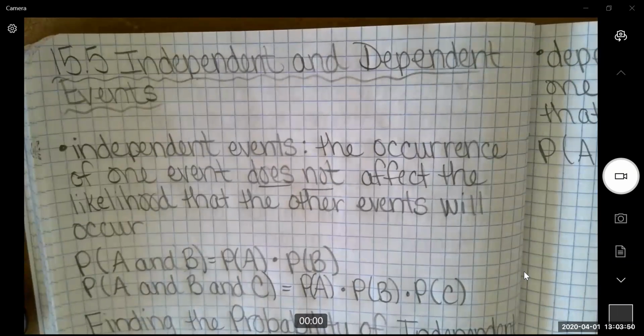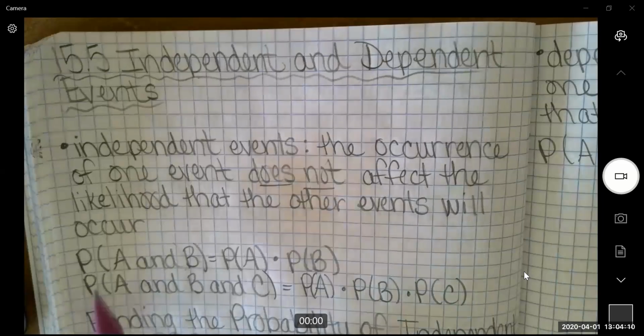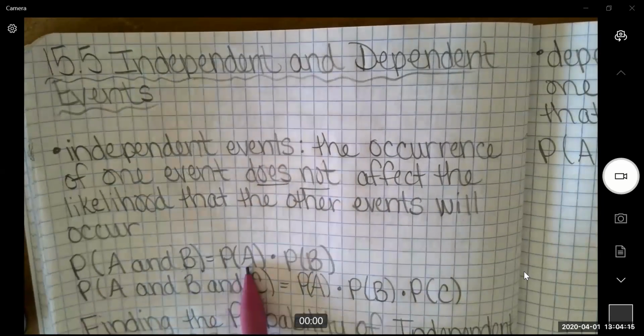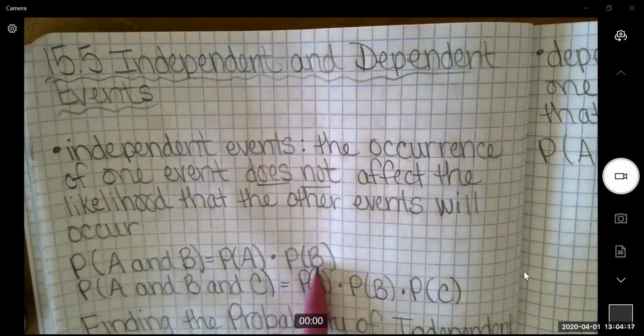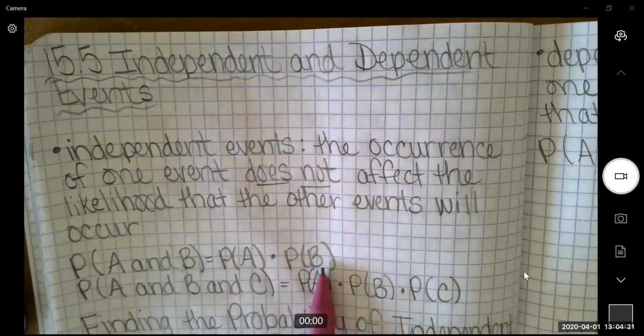An independent event is when the occurrence of one event does not affect the likelihood that the other events will occur. So what that means is basically kind of like what we've been looking at the last few days. You can spin a spinner and flip a coin. One has nothing to do with the other. They're independent of each other. So to find the probability, you multiply event A times event B. The probability of A times the probability of B.